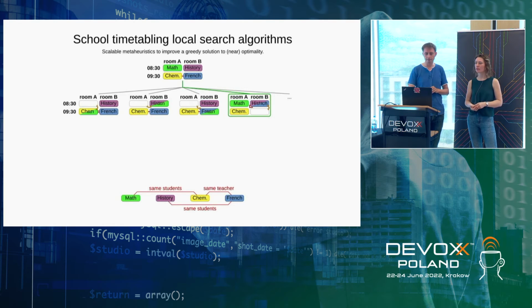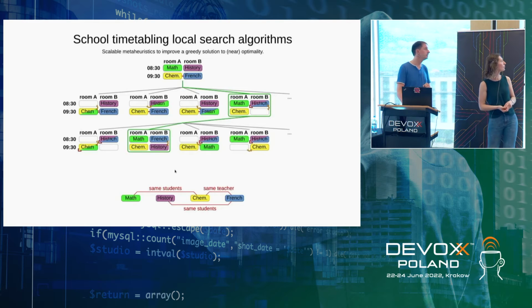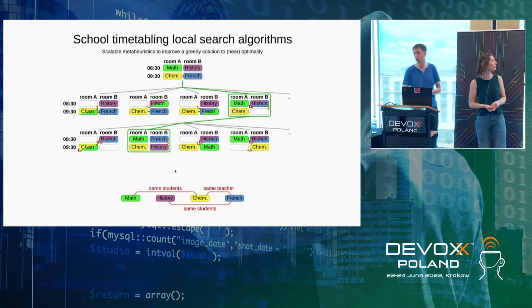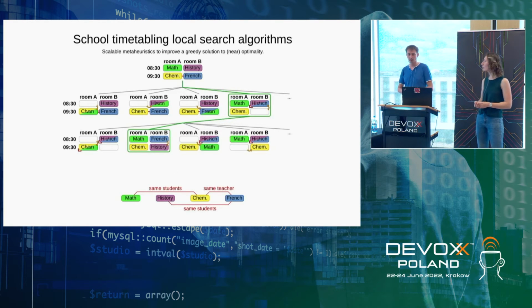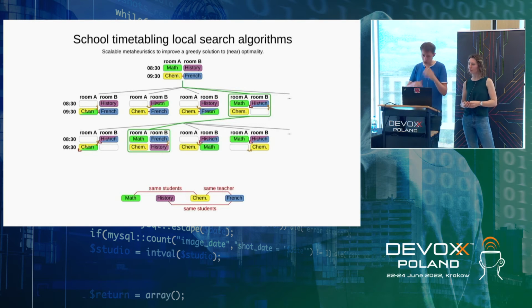So we continue from that, and for example, if in the next step we try a number of moves, and if in this one we would actually decide to move history down and French up, then we would actually find the optimal solution. And that's how local search more or less does it. There's much more complexity behind this. Unfortunately, our presentation isn't long enough to go through this.